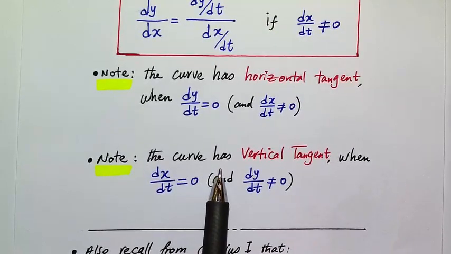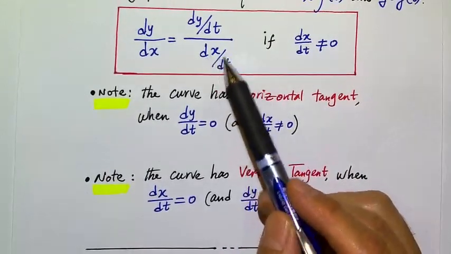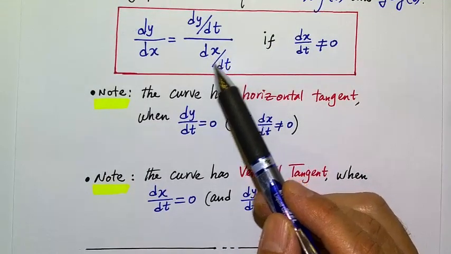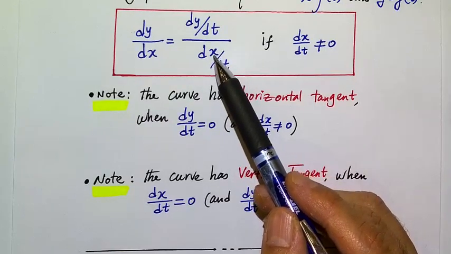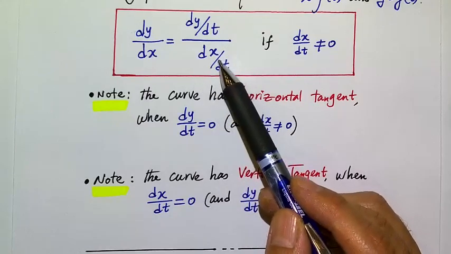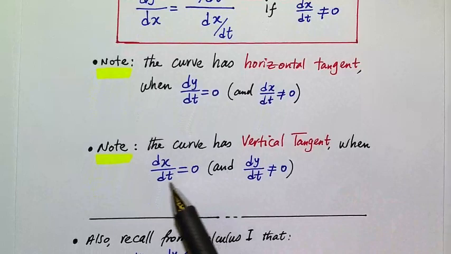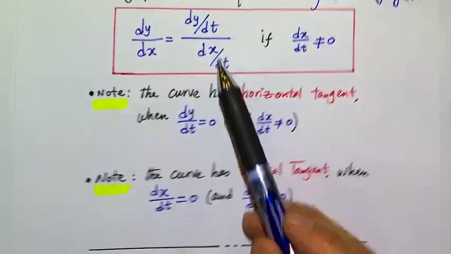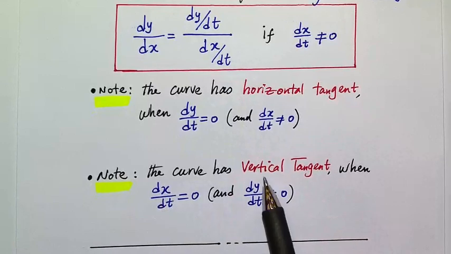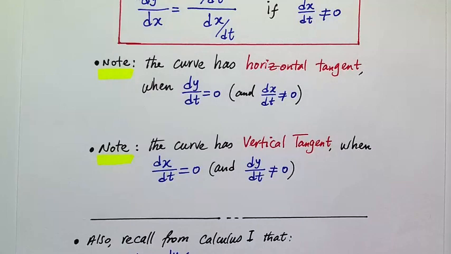Then the curve has a vertical tangent when the denominator is 0. Again, from basic algebra, we knew that if we have an undefined slope, if this denominator is 0, then we have an undefined slope. So here we simply say that if that situation occurs, if the denominator, which is dx/dt, is 0, then we have a vertical tangent, or slope being undefined.